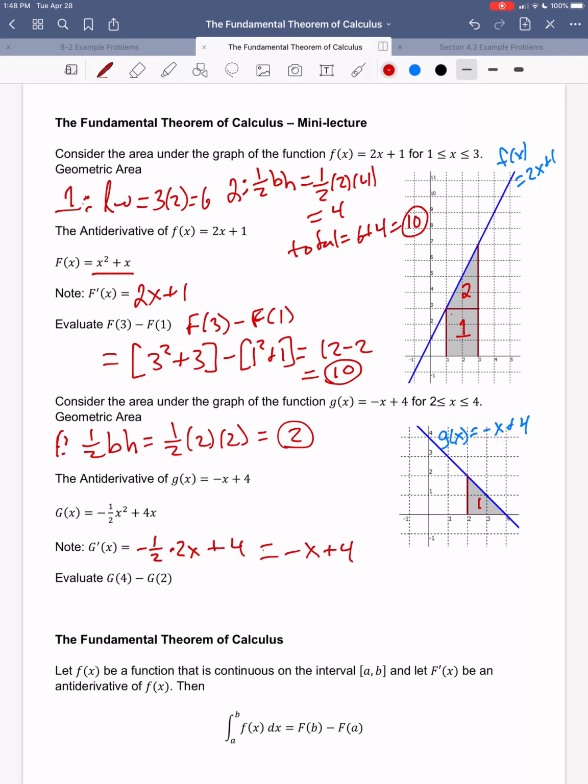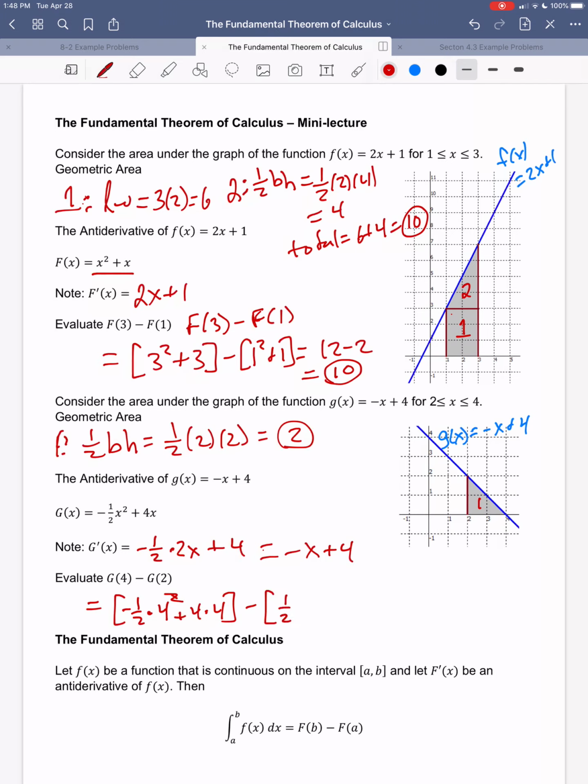So I'm going to plug 4 into this antiderivative and then 2 into this antiderivative and subtract. So if I plug in 4, I get negative 1/2 times 4 squared plus 4 times 4. I'm just plugging 4 in for x up here. Now I do the same thing with 2.